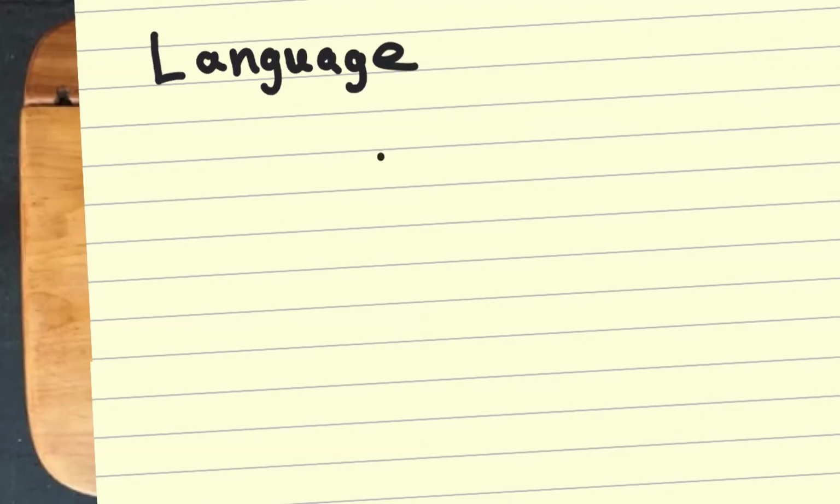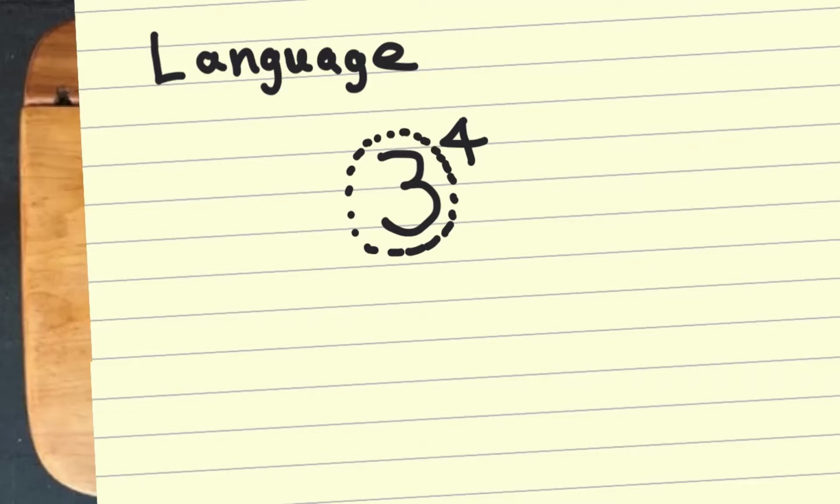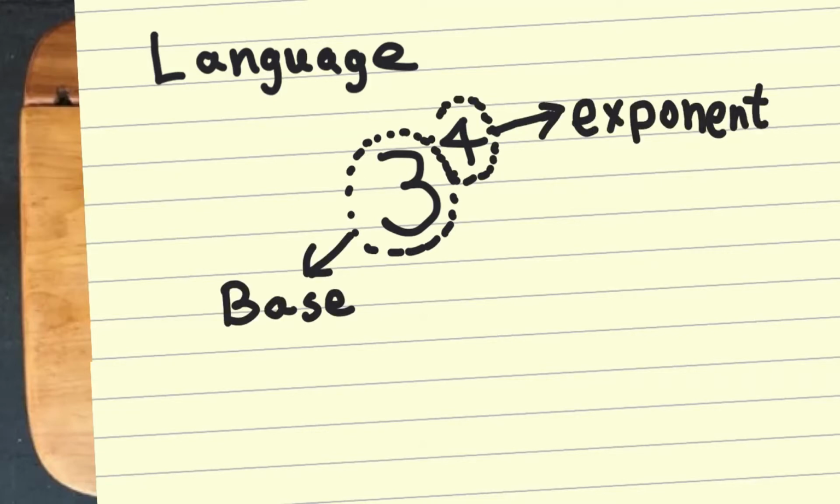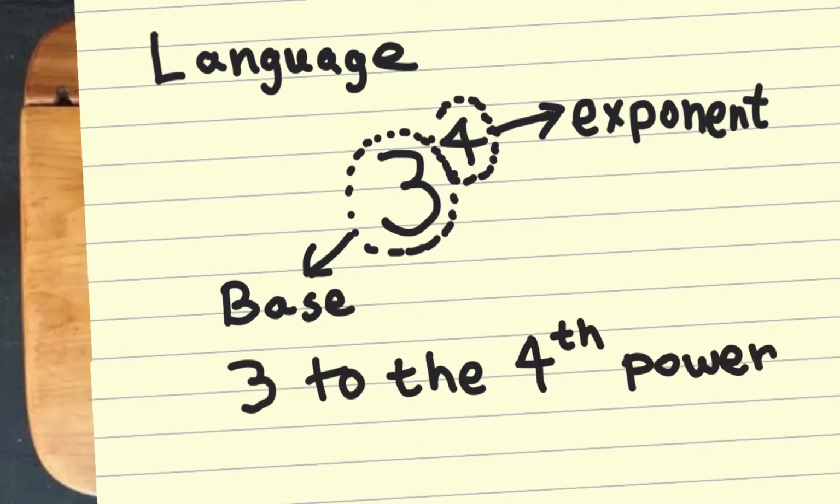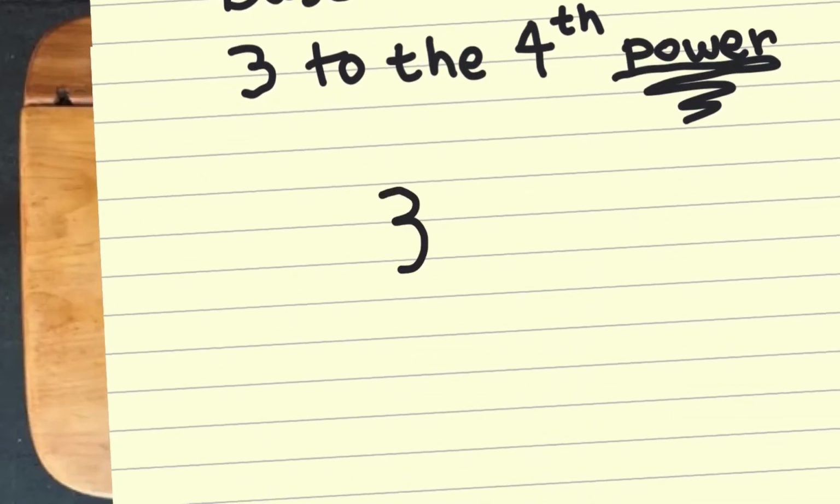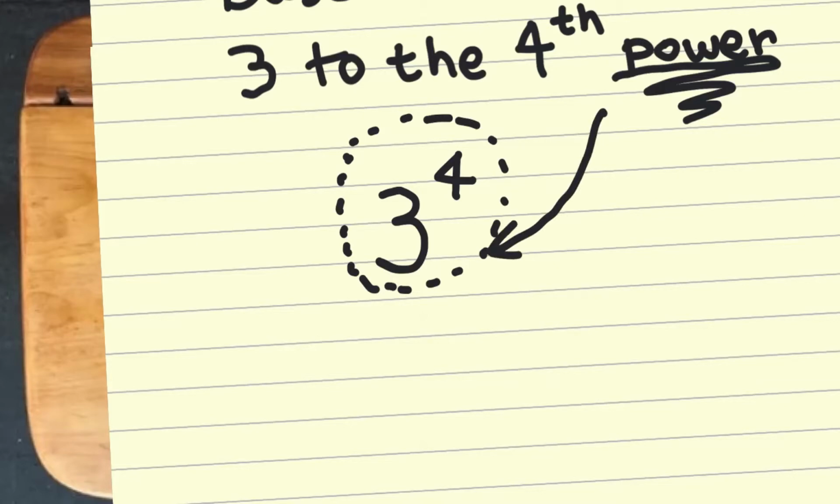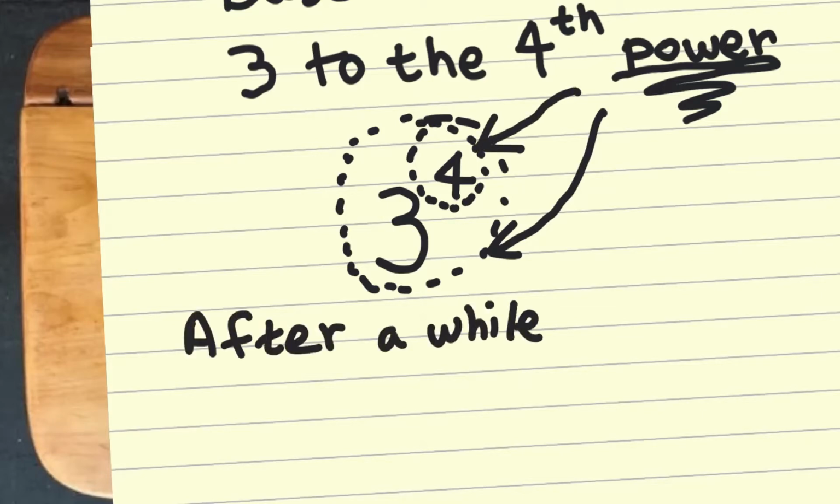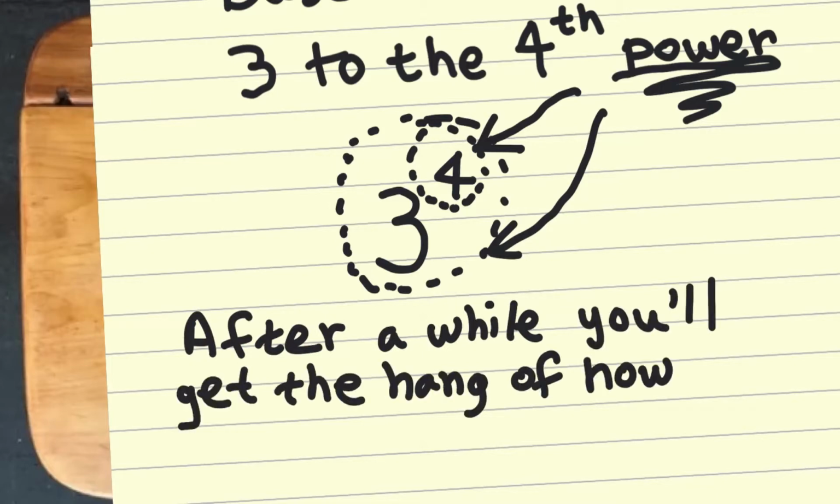So this is the language we use to describe exponentiation. The 3 is called the base, and the 4 is called the exponent. And we say 3 to the 4th power. That word power has a few different meanings. It can mean the whole thing, 3 to the 4th power. Some people use the word power to refer to just the 4, which is the exponent. Either way, it's a little bit confusing, but after a while you get the hang of using these words.